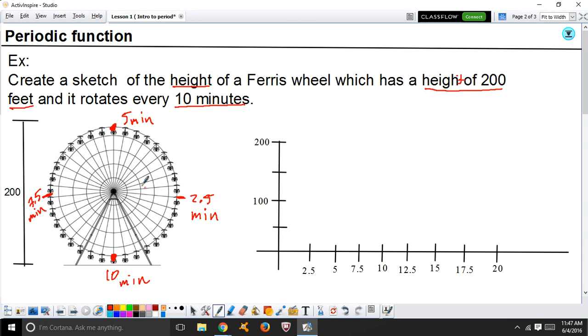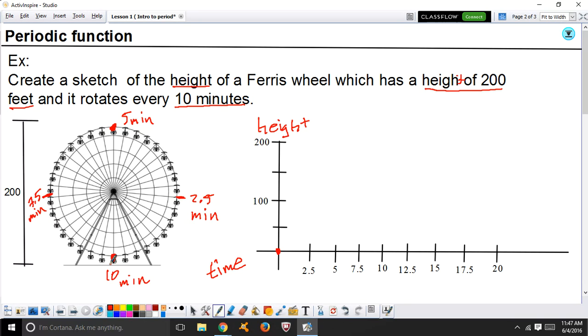Now, the reason why I was looking at minutes is because usually when you create any kind of periodic function, your x-axis is going to represent time, and your y-axis is going to represent height. Okay, so let's see, where are we standing? So you started your Ferris wheel, which is here, the origin.